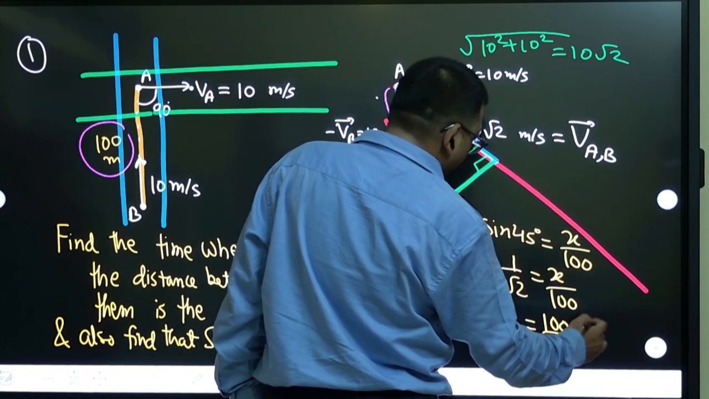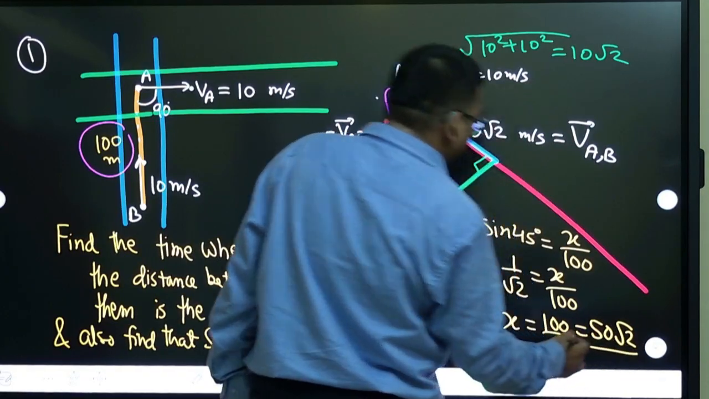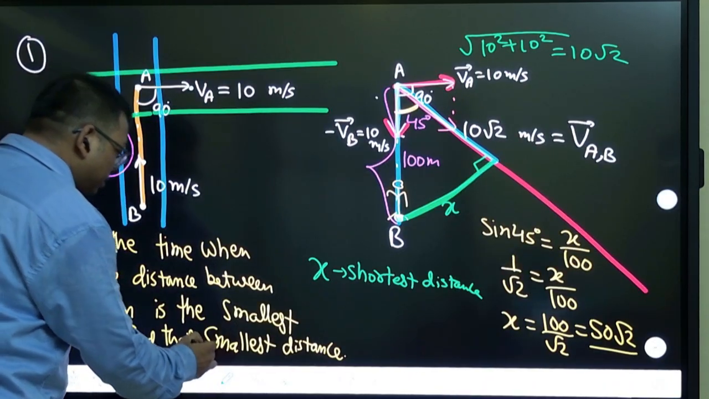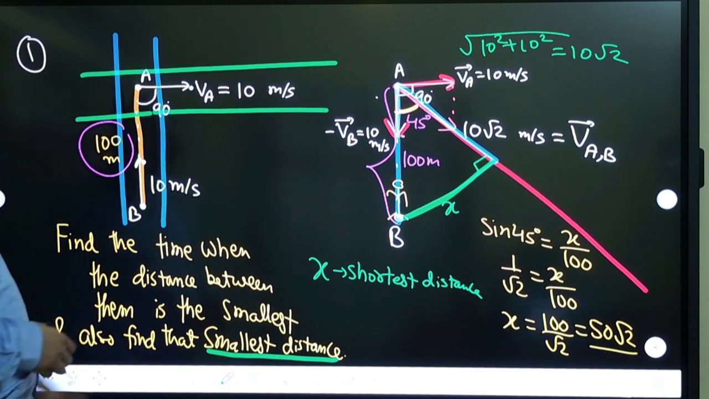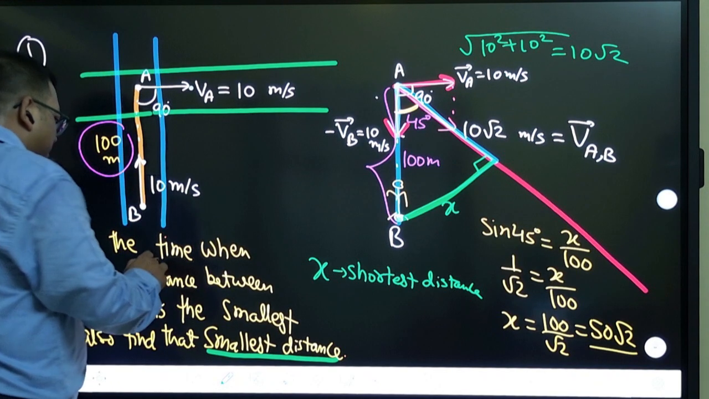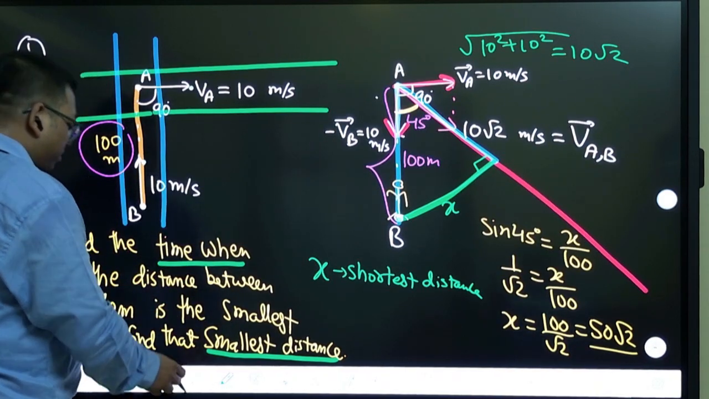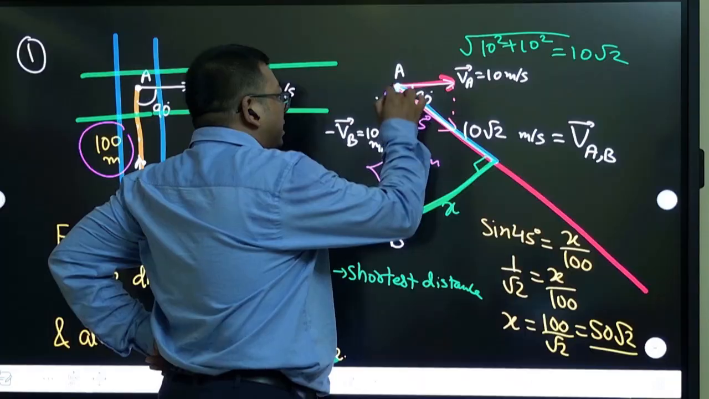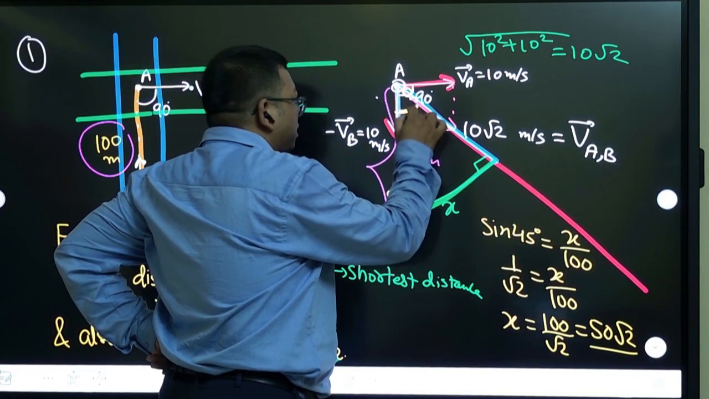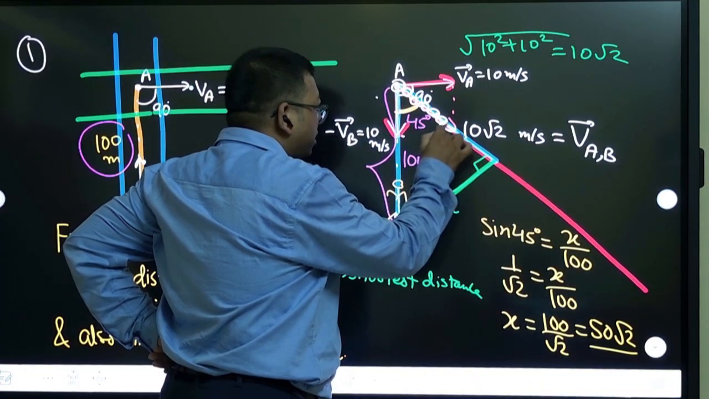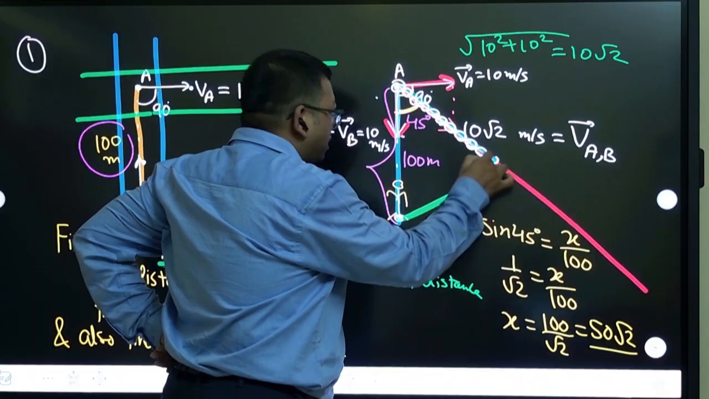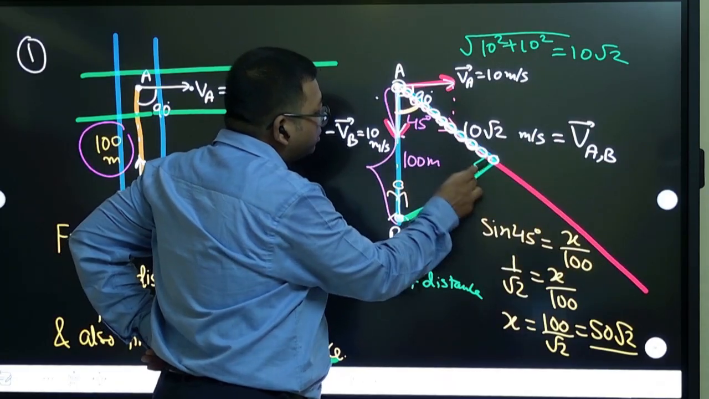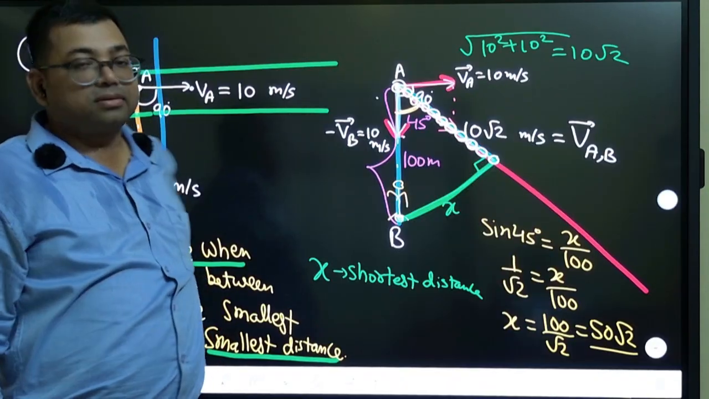Or this is 50 root 2. Right? So you got this. The shortest, the smallest distance you calculated. This smallest distance is 100 by root 2 or 50 root 2. Now they are also asking the time. How much time will it take? So if B, seeing A, starts here, then A will be coming here. A will take some time to come from here to here. How much time will A take? Can you calculate?